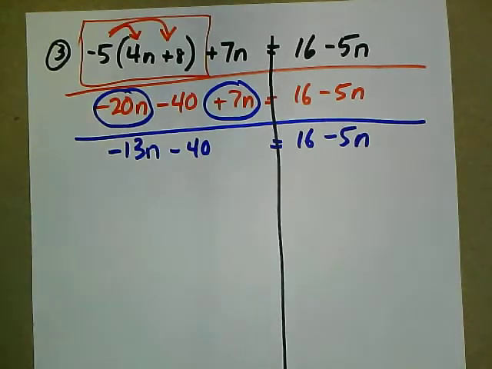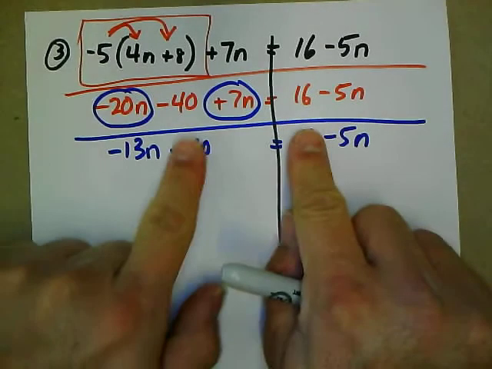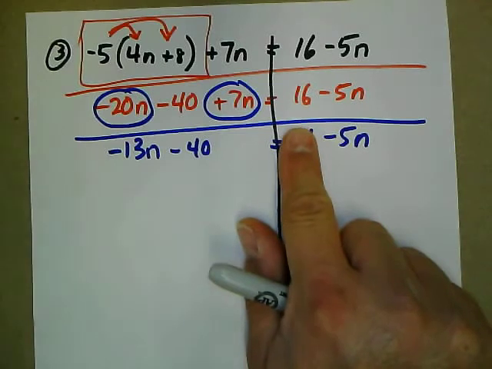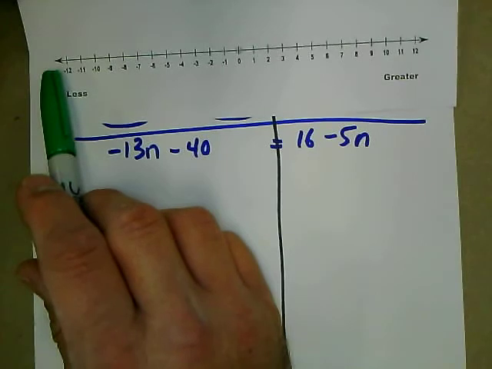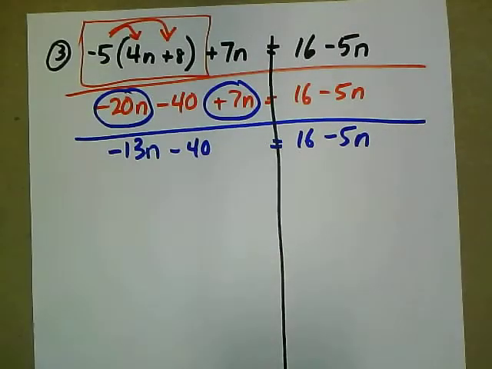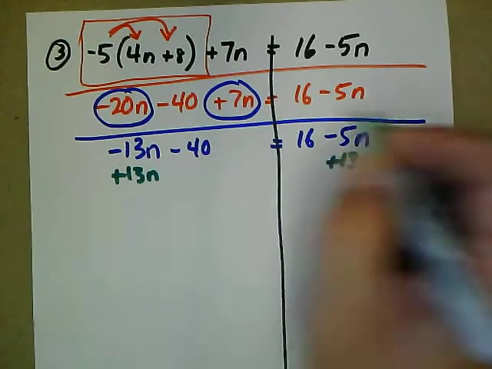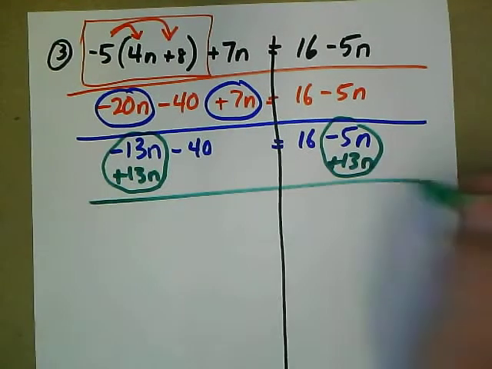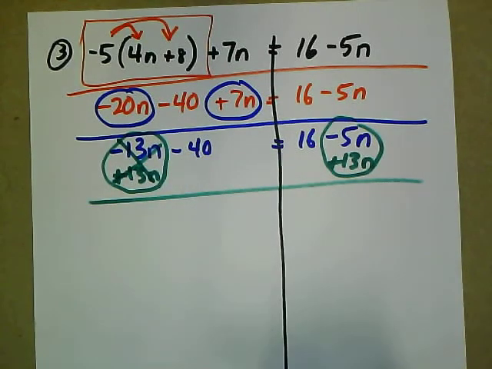If we read this, we distributed, we combine like terms, we have to get rid of the extra variable. We're not looking at the 16 or the 40, we're looking at our n's. Which one is lower or less amount? Well, we're looking at -13, which is right over here, and -5, which is here. Well, -13 is much further to the left, so we're going to add 13n. Once again, if you chose to add 5n, the problem's not going to be wrong. You're just going to be working with a negative number or negative coefficient. So our opposite operations, -13n plus 13n, are both gone.